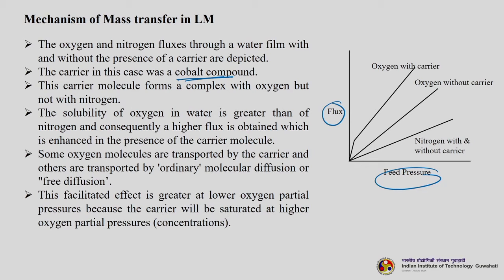So, it will diffuse very fast, but with the presence of a specific carrier, the flux will increase further. Some oxygen molecules are transported by the carrier and others are transported by ordinary molecular diffusion or free diffusion. Please remember that even if there is a carrier present, it is not that only carrier mediated transport is happening. Some ordinary molecular diffusion transport is also happening without the carrier.